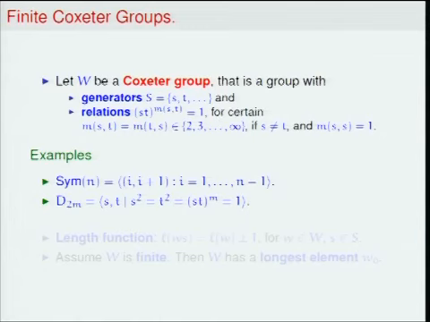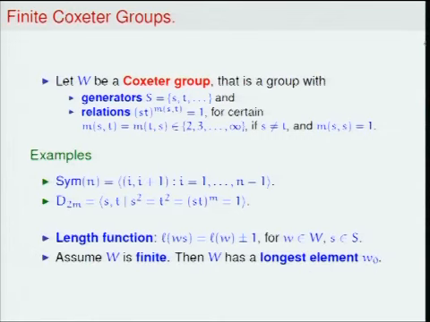These groups have a natural length function with respect to this presentation, a length function which has the nice property that the length is very much under control. It only changes by 1 if you multiply a word by a generator. I will assume that the Coxeter group W is finite, then it has a longest element in terms of this length function.